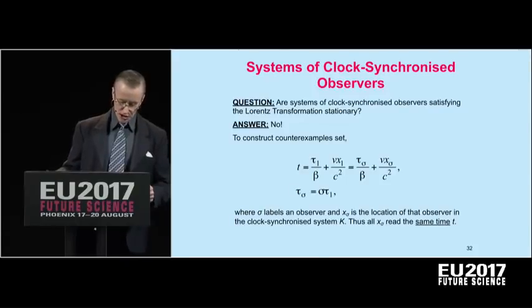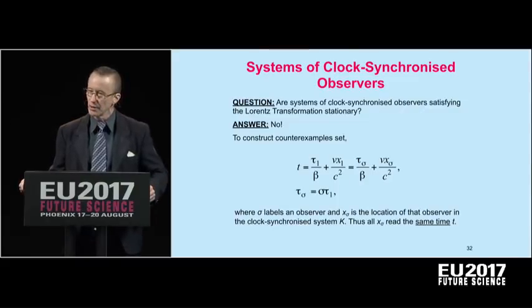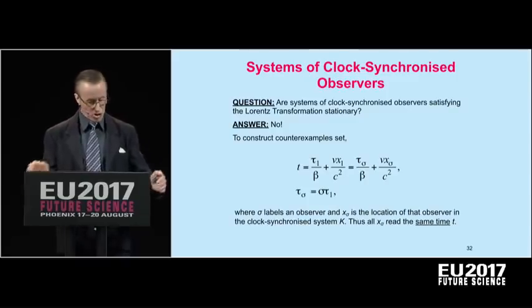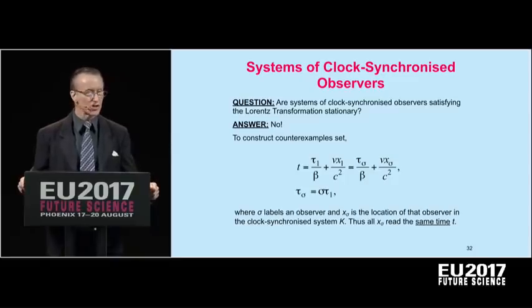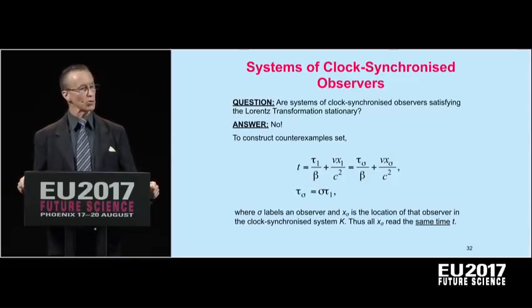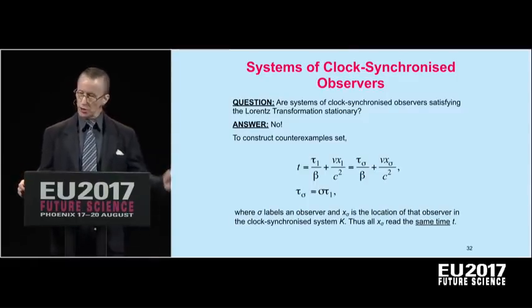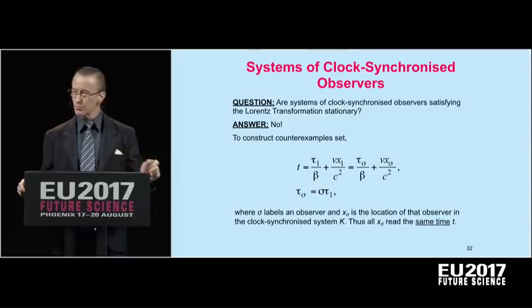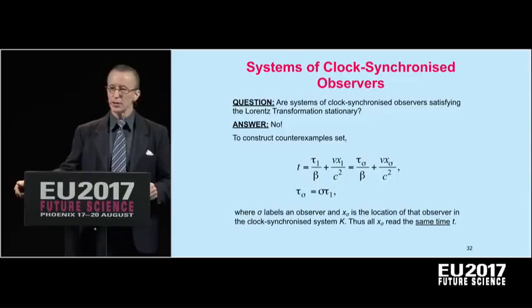Now we look at clock-synchronized systems. So I asked the second question. Are systems of clock-synchronized observers satisfying the Lorentz transformation stationary? The answer is no. We can construct counterexamples here by taking the Lorentz transformations, and we insist that all the clocks in the capital K system read the same time t. So that's on the left. And the only way to do that using the Lorentz transformation is by setting that equation up. Then we ensure that every clock in one system is synchronized, so they read the same time.